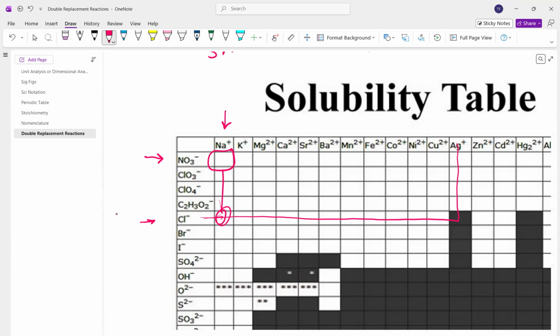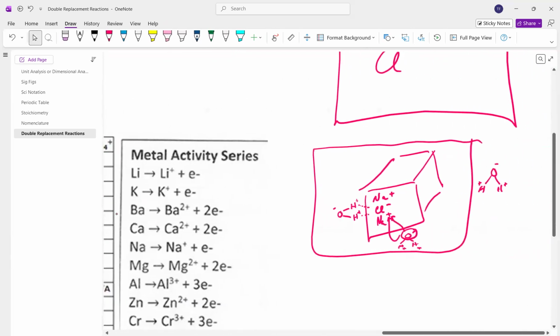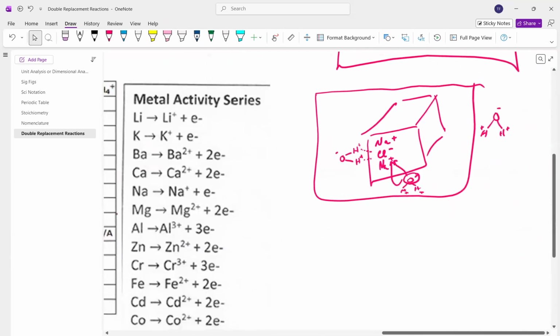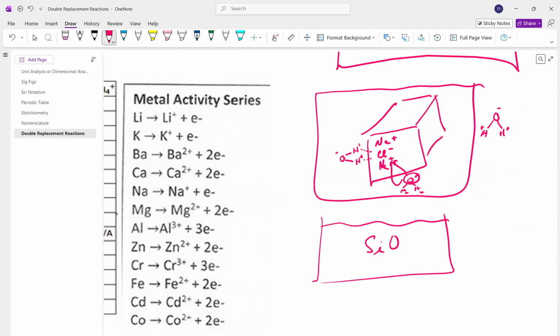Now let's look at this diagram some more. Okay, so we have a beaker full of sand, and filled with water. Okay. Why does the sand not dissolve? Got oxygen in there, polar, doesn't dissolve though.